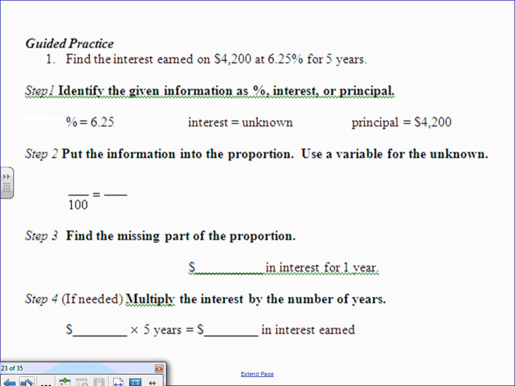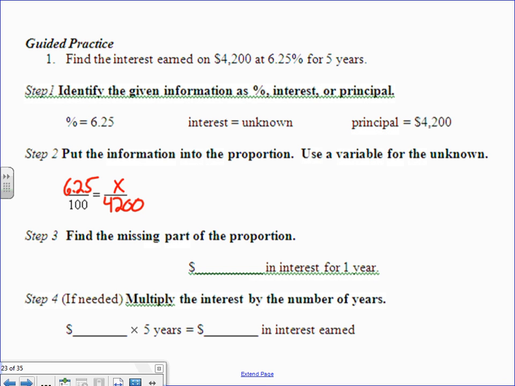Okay, our guided practice problems here. So the first one, we're looking for the interest earned on $4,200 at 6.25% for 5 years. Okay, so we know our percent is 6.25. We don't know what the interest is, that's what it's asking. And then the principal is $4,200. So I go ahead and fill in my information. My percent always goes above the 100. My interest is my part, that's on top, I don't know that. And my principal is $4,200.